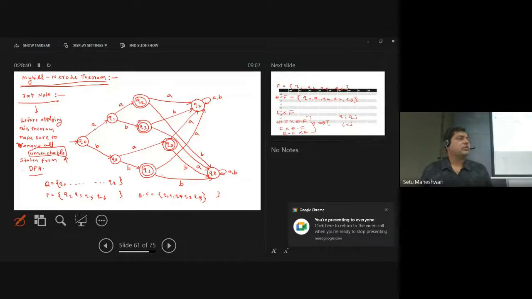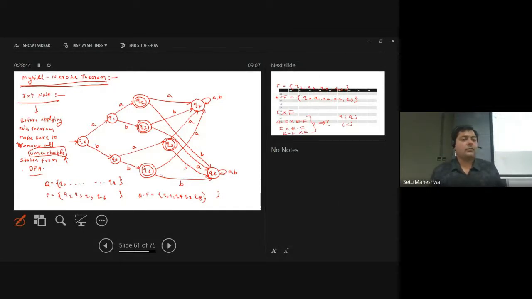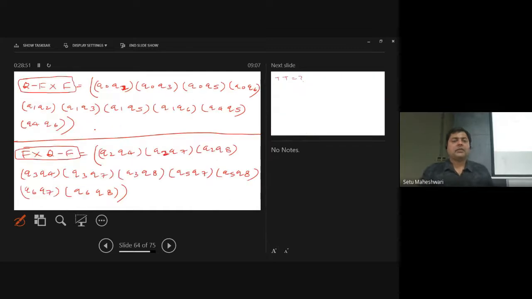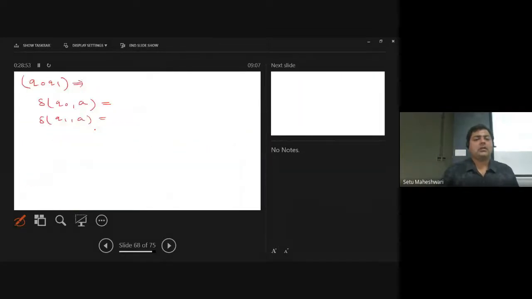So from Q0, if I pass A, where am I going? Q1. From Q1, if I pass A, where am I going? Q2. So for this one, we have the answer as Q1, Q2. Now we have to check the entry Q1, Q2 in the table which we have created just now. Don't write, just look at the board.